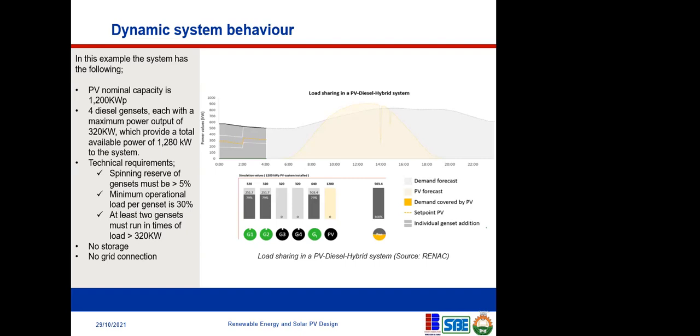Minimum operational load per genset is 30%. The generator cannot operate below 30% of rated power. Then at least 2 generators must run in times of load greater than 320 kilowatts. Mind you that one generator is 320 kilowatts, but anytime the load exceeds 320 kilowatts, then 2 generators must run.